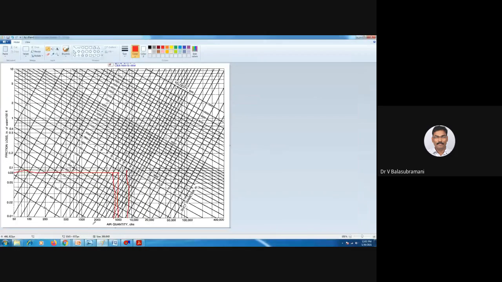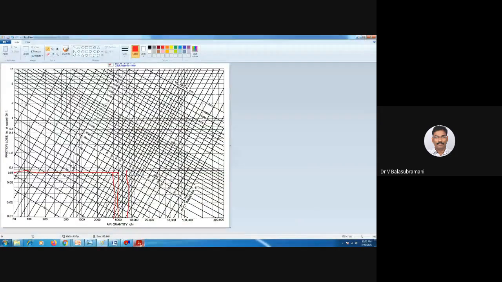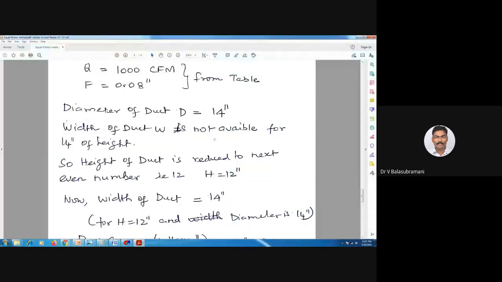Here you have to draw. I have to take it as the higher. This is a higher 14. Equivalent diameter is 14, circular diameter is equal to 14. But for the given value 14, there are no values available. So at that time, what do you have to do? You have to go for the lesser value, because of maintaining the best aspect ratio. This is very important in the equal friction method.